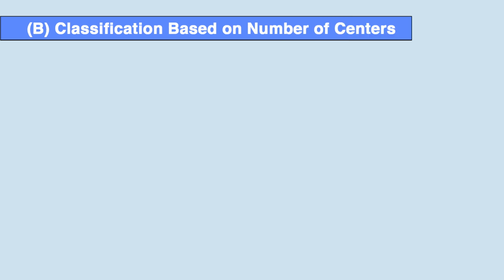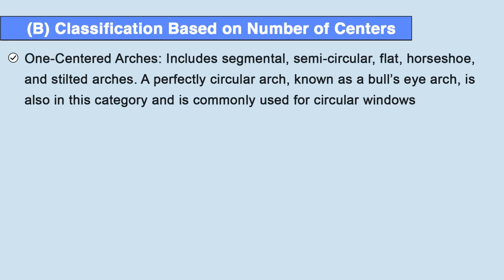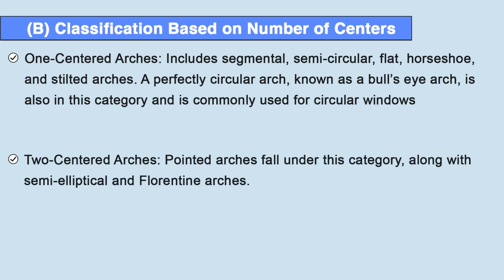Now, the next head of classification is classification based on number of centers. Arches can be classified by the number of centers used in their construction. The first type is one-centered arches. It includes segmental, semicircular, flat, horseshoe and stilted arches. A perfectly circular arch known as bull's eye arch is also in this category and is commonly used for circular windows. Second one is two-centered arches.